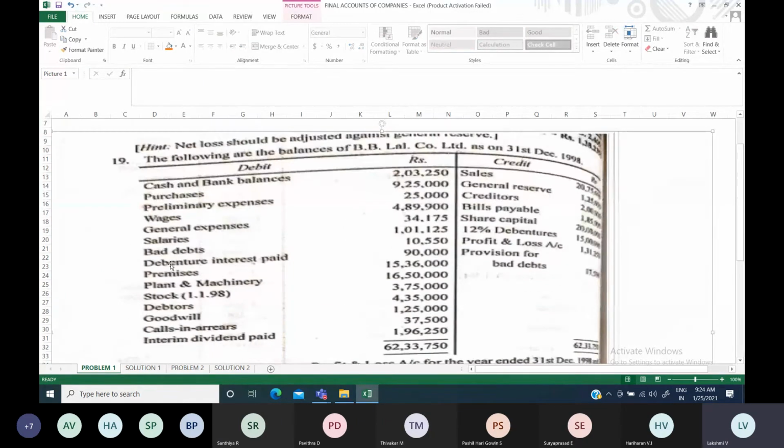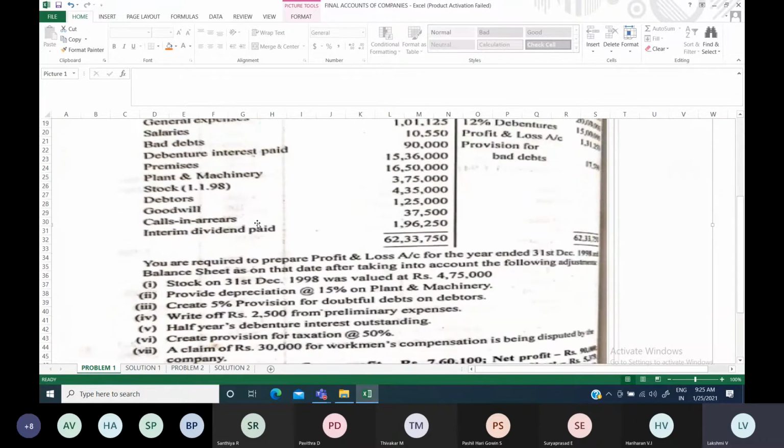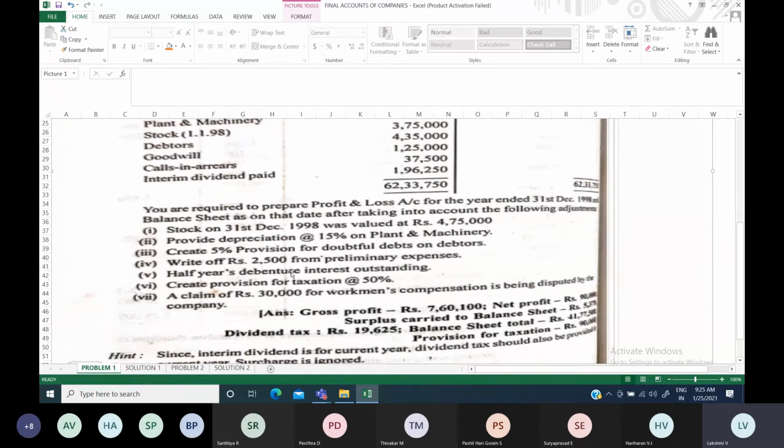From the question, cash and bank balance is actually a current asset, on the asset side of your balance sheet. Purchases already have been done. Preliminary expenses written off: actually preliminary expenses will go to the balance sheet asset side under miscellaneous expenditure. But when you come across preliminary expenses, you just verify whether they are written off. Under adjustment, 2,500 is given, so this is preliminary expenses written off. Like depreciation, which you provide for fixed assets, the same thing applies for preliminary expenses written off also. So it will appear under the debit side of your profit and loss account.